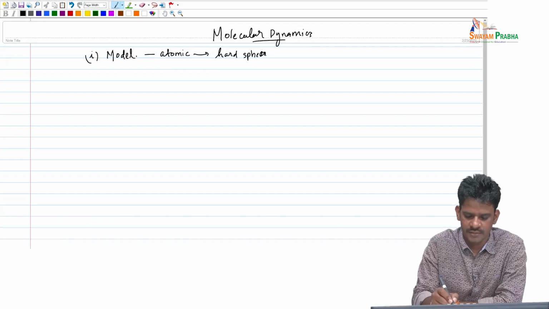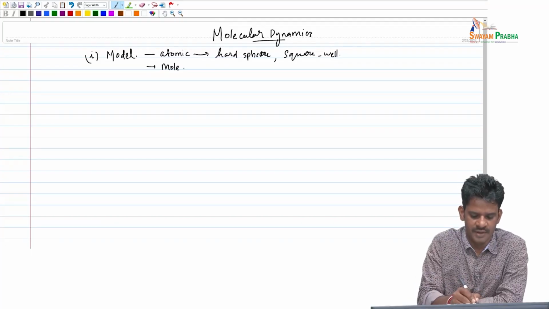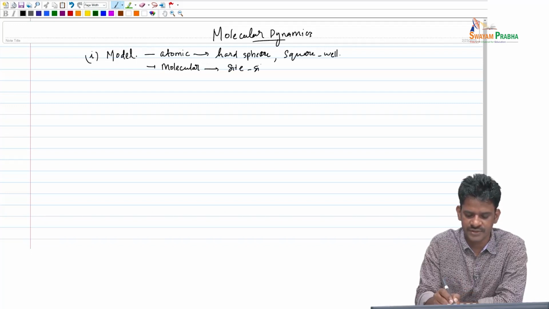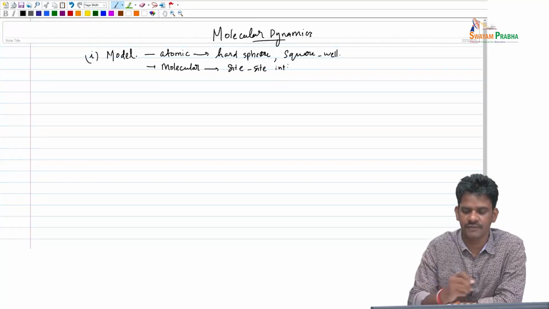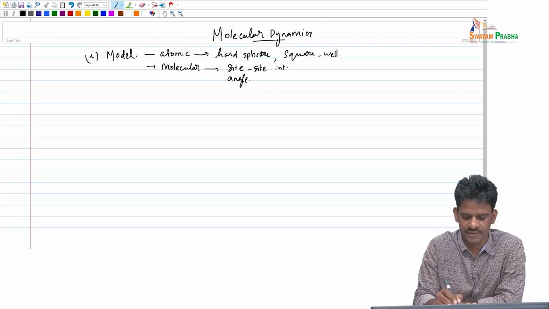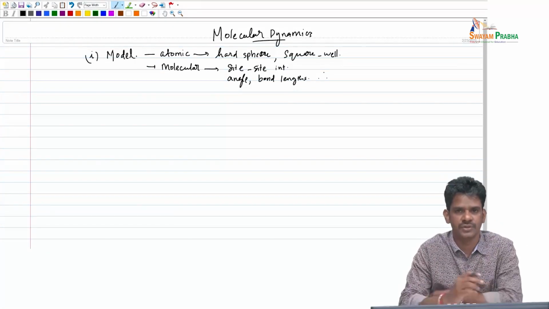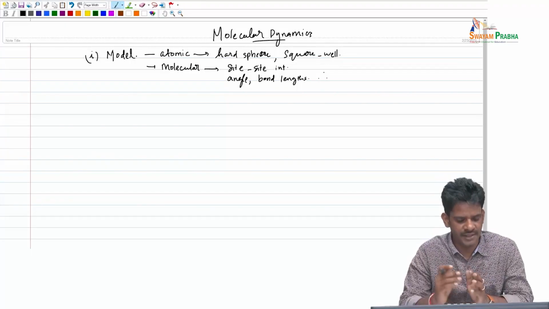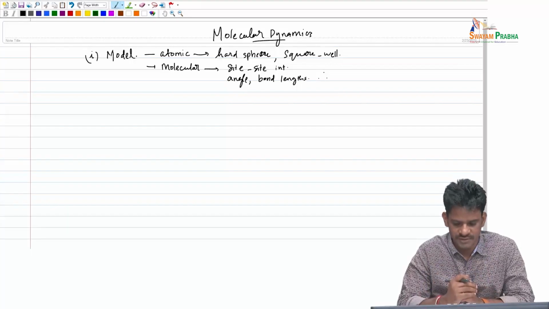or it could be a square well model, etc. In the case of a molecular system, we have to think about site-site interactions, and we also have to talk about the potential energy due to angles, bond lengths, and torsional potentials, etc. So this is the first step to do MD simulations: identify the system and then choose a particular model to represent it in the simulations.